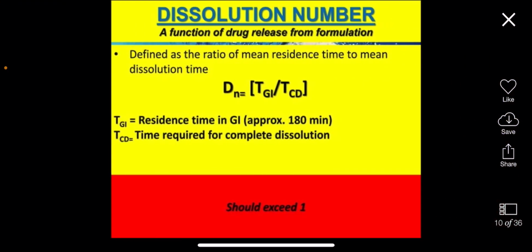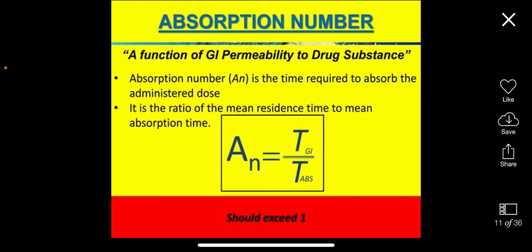Then dissolution number is a fraction of drug released from the formulation, and it is defined as the ratio of mean residence time to mean dissolution time. Means the time the drug resides in the body to the mean dissolution, how much it dissolved in the body. So it is given by the equation Dn is equal to Tgi by Tcd, where Tgi is the residence time in the gastrointestinal fluid and Tcd is the time required for complete dissolution, that should not exceed more than 1.